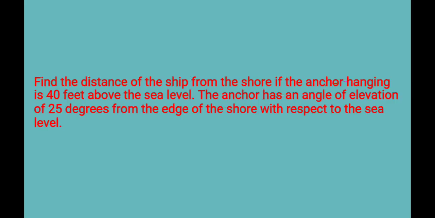For our fourth example, find the distance of the ship from the shore if the anchor hanging is 40 feet above the sea level. The anchor has an angle of elevation of 25 degrees from the edge of the shore with respect to the sea level. As shown in the drawing, the anchor is hanging at the front of the ship 40 feet above sea level. The anchor has an angle of elevation of 25 degrees from the sea level.